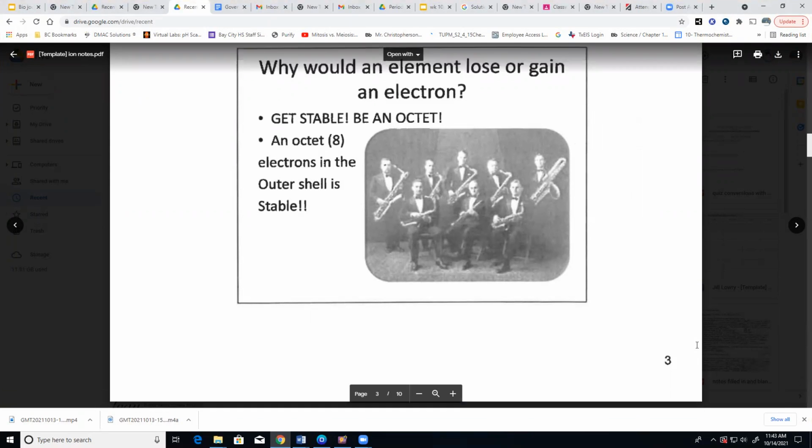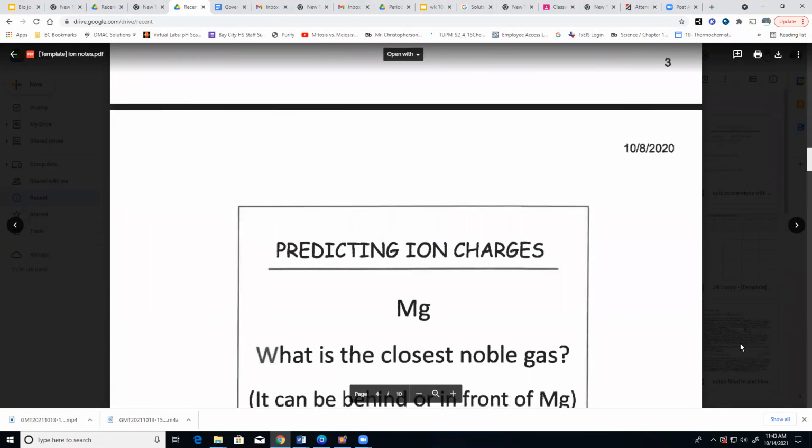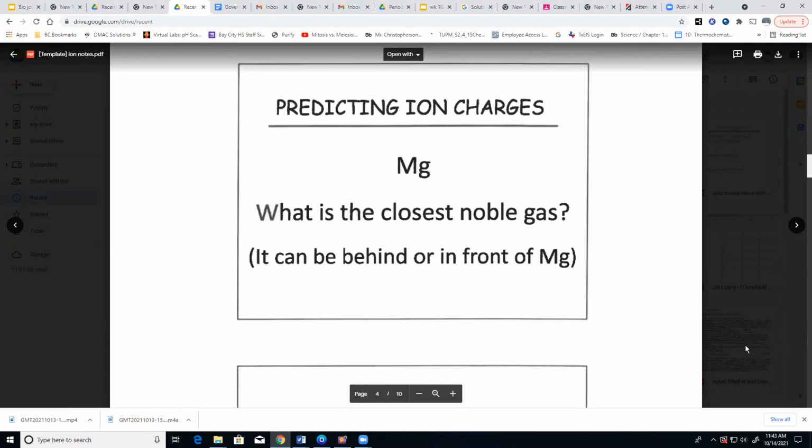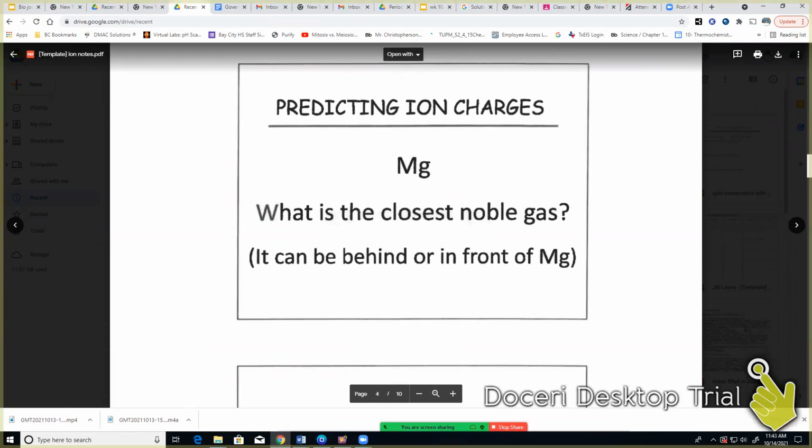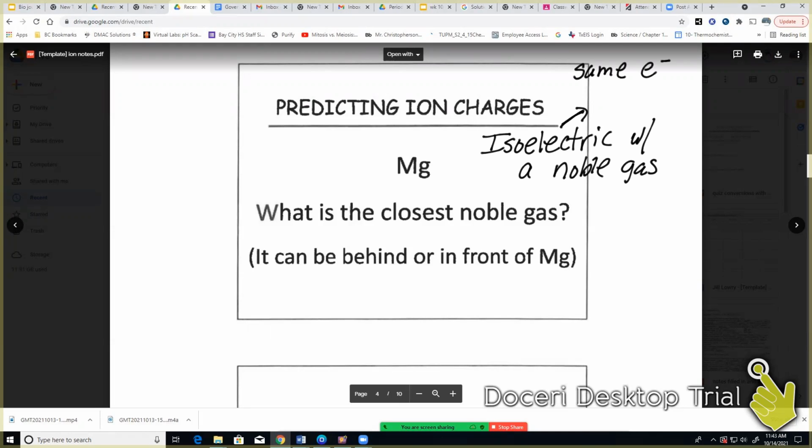Same thing with table salt, sodium chloride. Both of those, sodium, group 1, and chlorine, a halogen, are both very reactive, but they come together and they're very stable. So when an element wants to become an ion, it wants to become isoelectronic with a noble gas. And isoelectronic means same electron configuration or number.